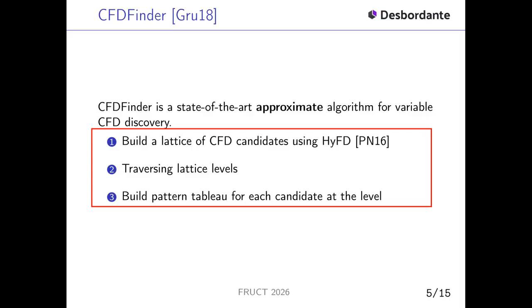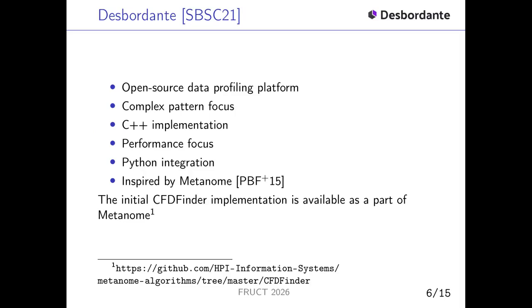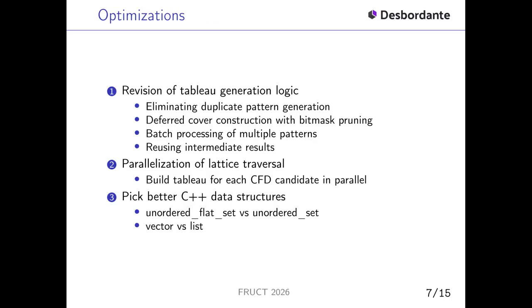CFD Finder was originally part of Metanome, a research prototype written in Java that is no longer maintained. We re-implemented the algorithm in C++ with the possibility of optimization within the Desbordante platform, an open-source data profiler focused on performance. Later, we will compare the unoptimized Metanome implementation with our version. Now I will describe the optimization we added.